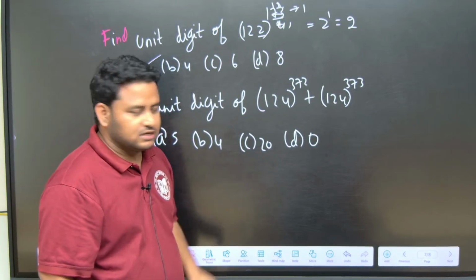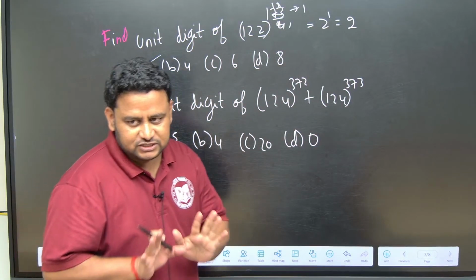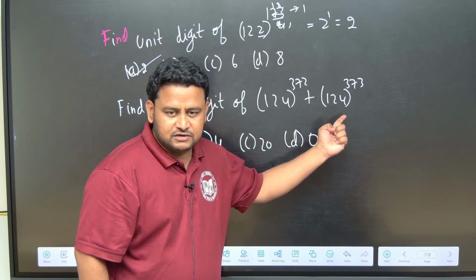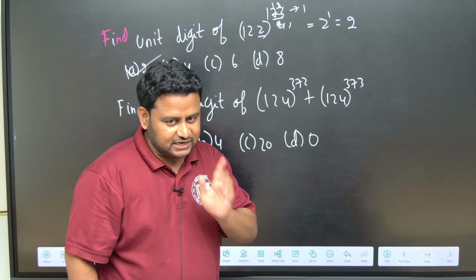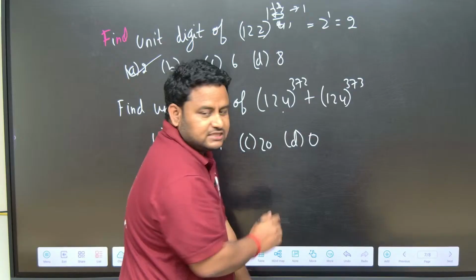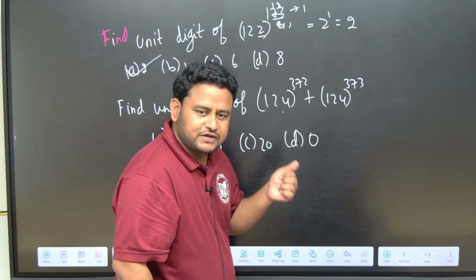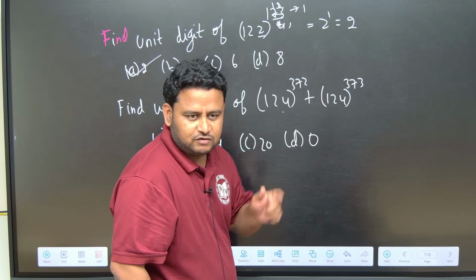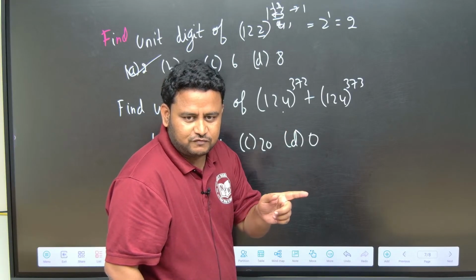Got it? Now look at this question, very simple. Now focus on the unit digit. The unit digit here is 4, and here also it is 4. When the unit digit is 4 or 9, what did I tell you? Focus on even or odd. So here 4 to the power of 372. 4 to the power of even is 6. 4 to the power of 1 is 4, 4 to the power of 2 is 16.